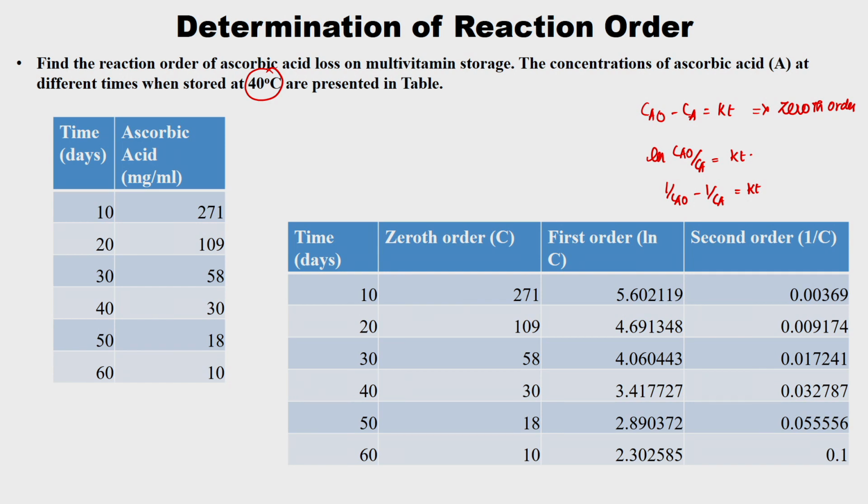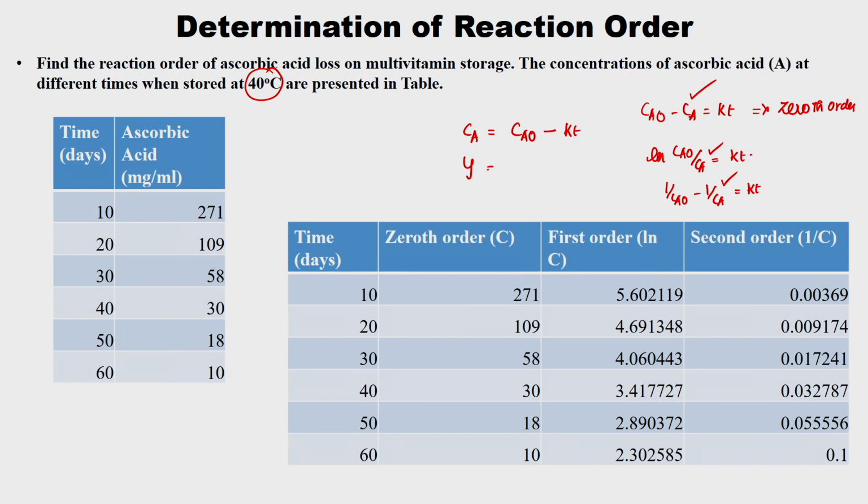I am going to take time in days. For the 0th order reaction, I would require concentration as such. To check for the 1st order reaction, I would require ln Ca. For the 2nd order, I would require 1 upon Ca, because the initial concentration is constant. For example, here, Ca is equal to Ca naught minus kt.